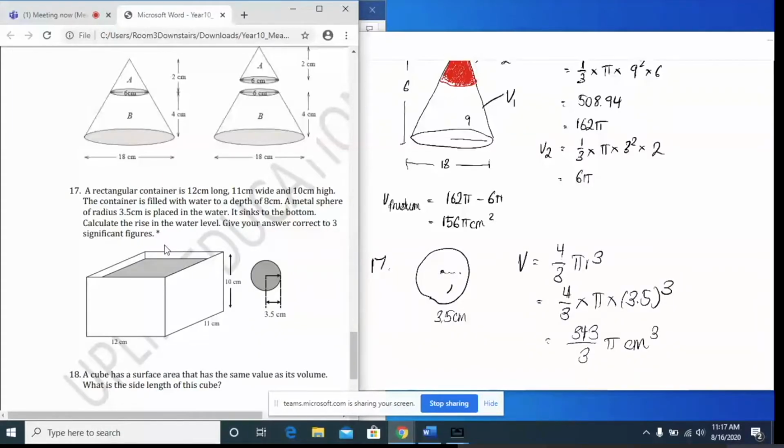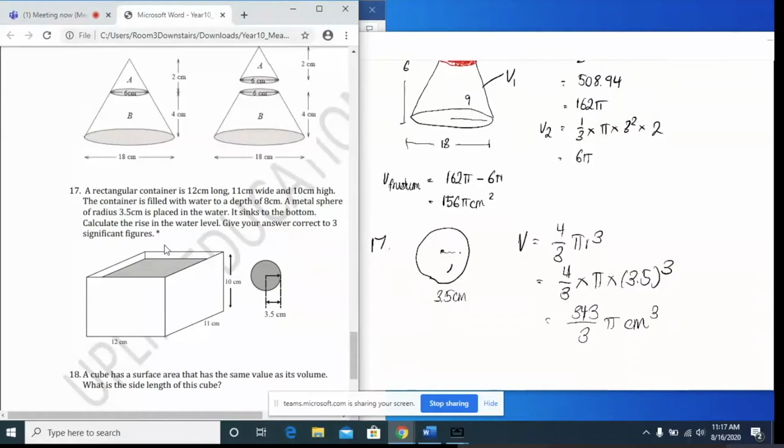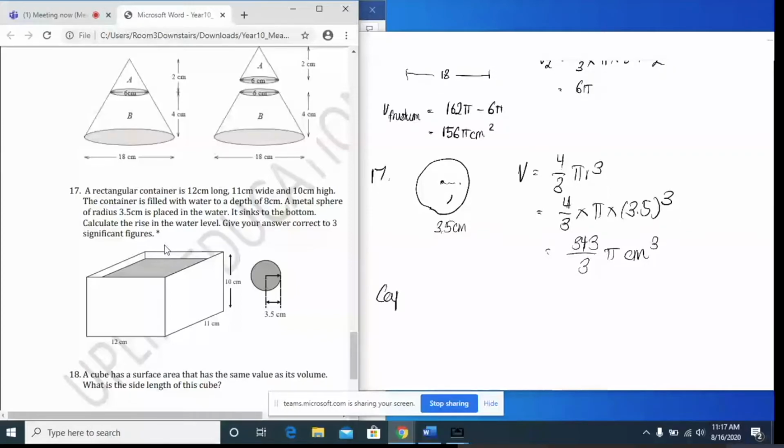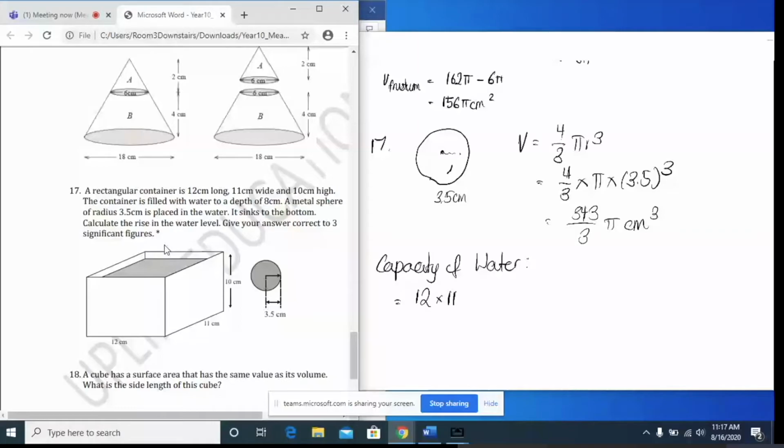Now, let's have a look at the capacity of our water at the moment. We're not really interested in the capacity of our container. Instead, we're interested in the capacity of the water, because we want to see how much. So you do 12 times 11 times 8. And what you're going to get for your answer when you do that is 1,056 milliliters, or 1,056 centimeters cubed.